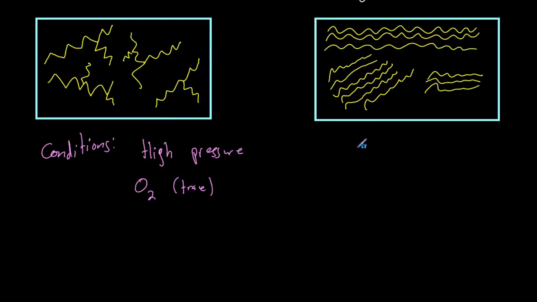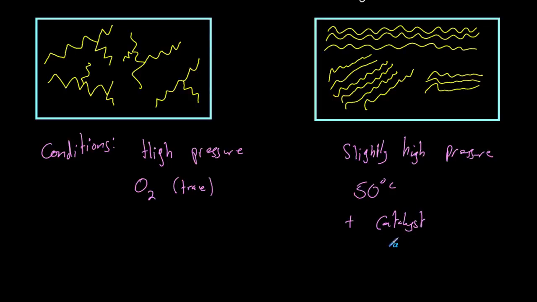Now, on the contrary, if we have a slightly high pressure, and when I say slightly high, it's just slightly above normal, but it's nowhere near as high as this one. So slightly high pressure and only 50 degrees Celsius plus a catalyst. Now remember, a catalyst is something that allows a reaction to occur faster and at a lower activation energy. So if we include a catalyst and use these conditions, we are going to form high density polyethylene.